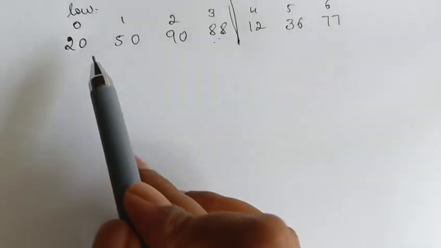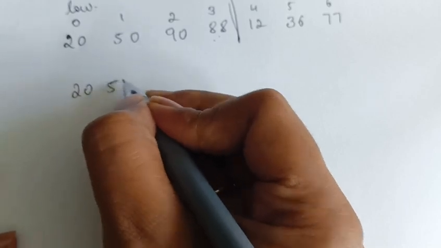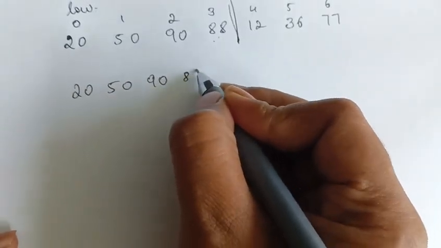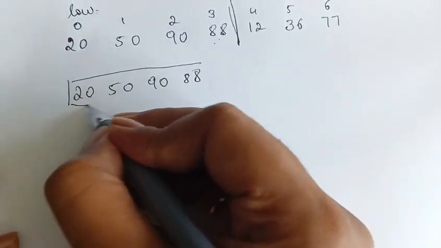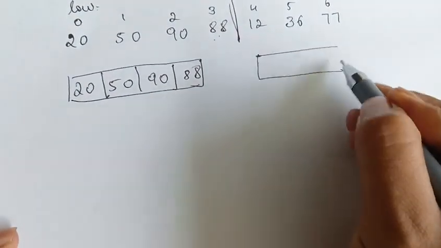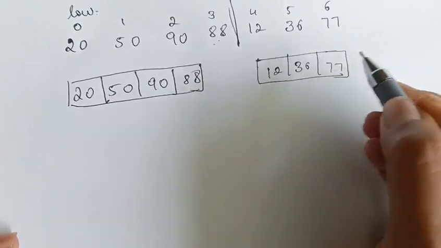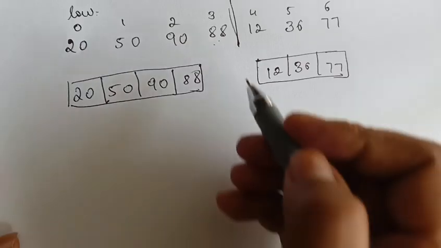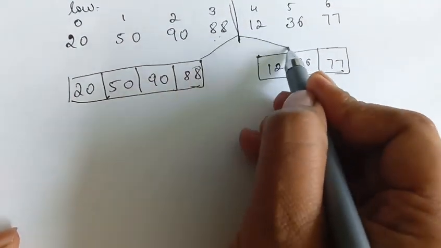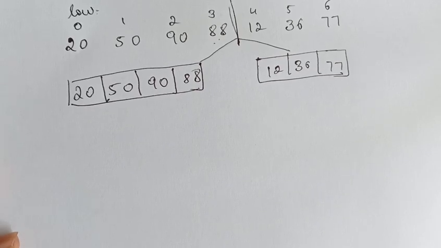Yes, so here these 4 are one part of the array: 20, 50, 90 and 88. These are one part of the array, and 12, 36, 77 are another part of the array. Here we have divided this array into two parts, the left array and the right array.